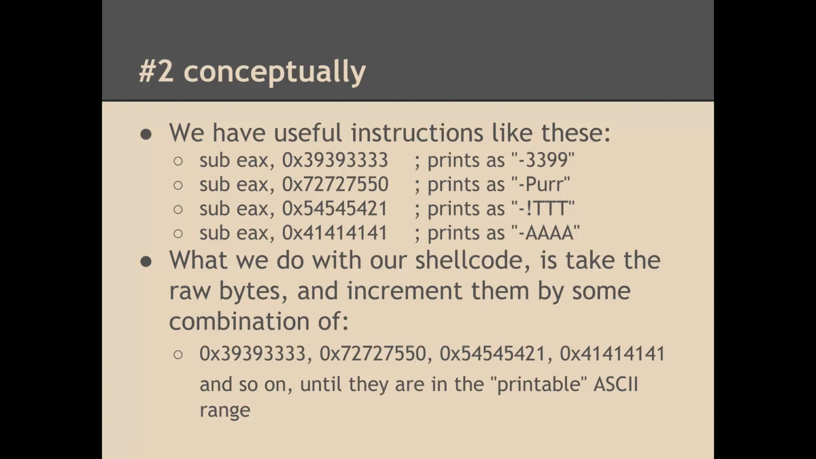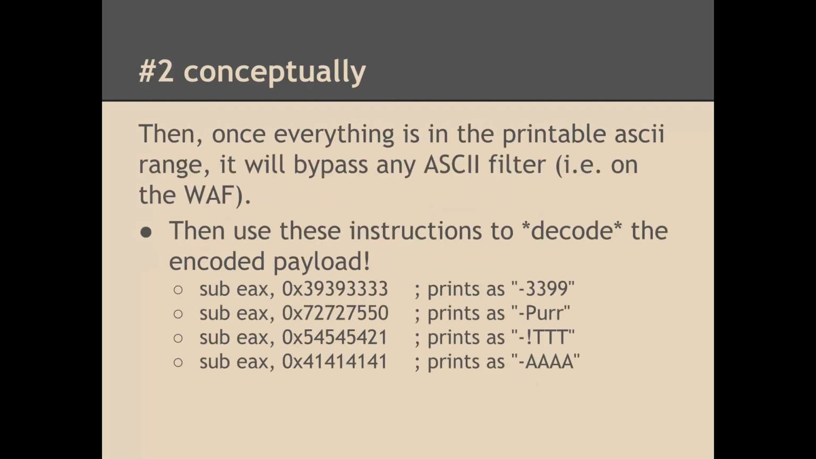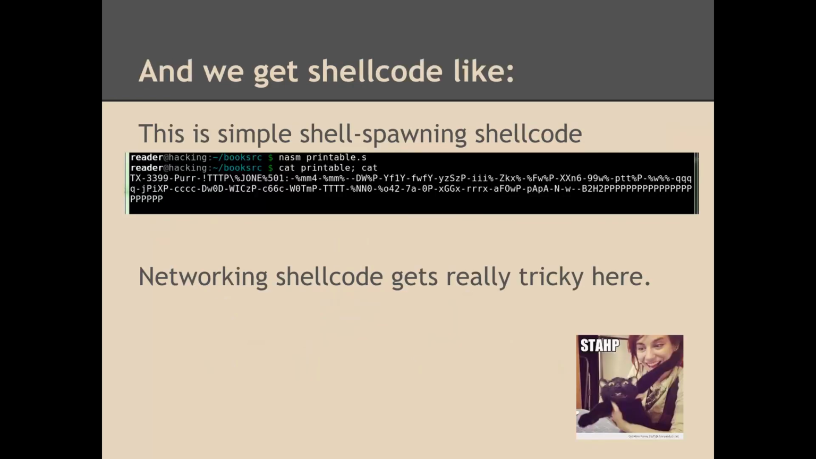And then you increment them perhaps by your actual payload by some combination of what actually you intend to subtract it by. And that's all limited by the range of values that each byte is going to occupy once you assemble the payload, because you're going to have things that are going to be above 7F and things that are going to be below 20. So it gets tricky. And so once everything is in the printable ASCII range, you can use these instructions to decode it once you've encoded it to be in the printable ASCII range.